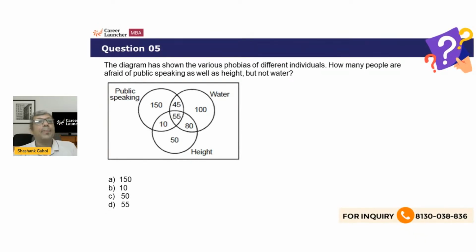What does it say? The diagram has shown various phobias of different individuals. Okay. There is a Venn diagram that is already given, values are filled, and it is showing us the phobias of different individuals. How many people are afraid of public speaking as well as height, but not of water? So I don't need water, so I'm just going to remove it. Now the question is talking about public speaking as well as height. So public speaking as well as height is what? 10. Directly I can get the answer. So basically whenever you get these kinds of questions, you shouldn't take more than 15 to 20 seconds to get the answer. These kinds of questions are always going to be very easy.